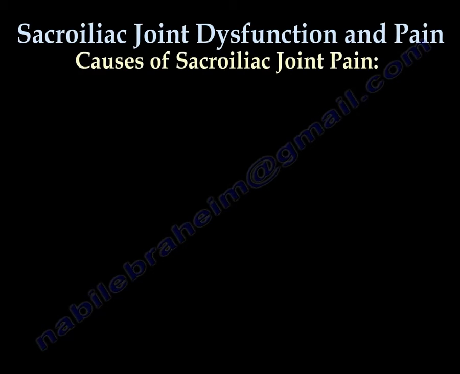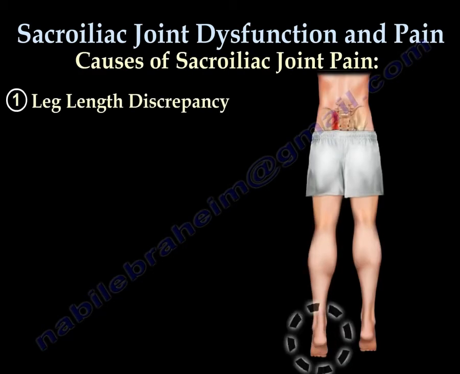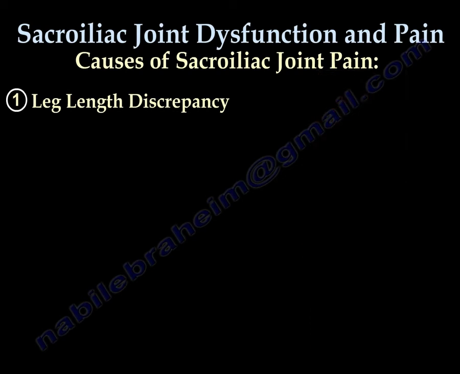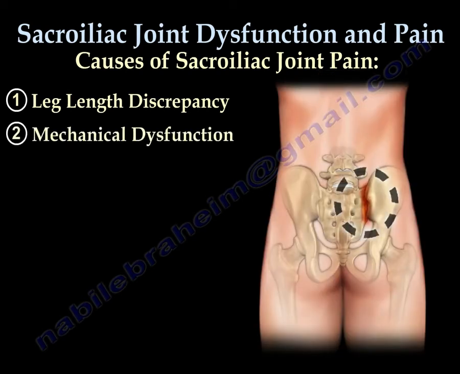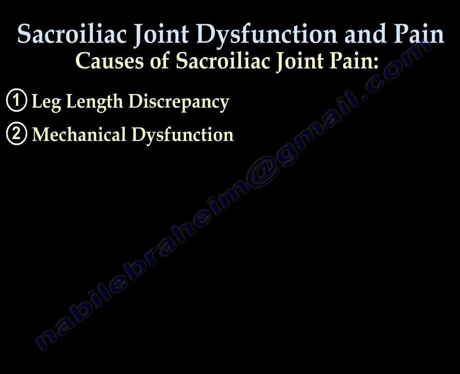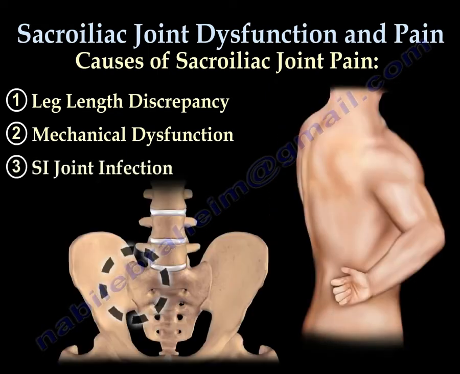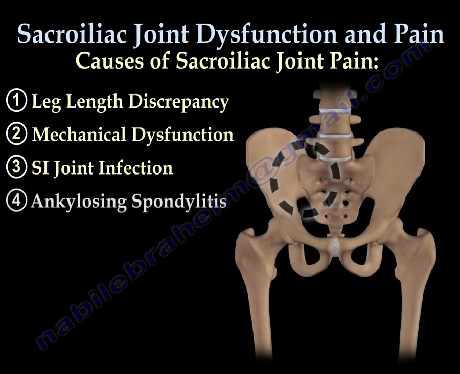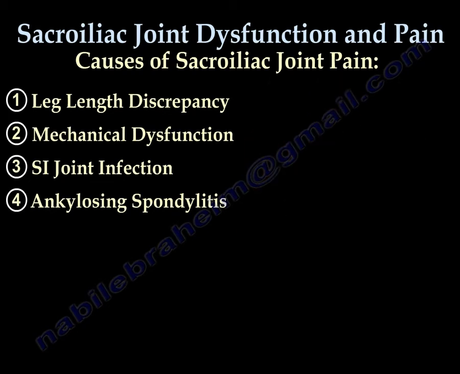Causes of SI joint pain include leg length discrepancy, mechanical dysfunction. Usually the SI joint allows for minimal movement. Excessive or abnormal movement causes dysfunction of the joint, instability, and pain. Infection. Infection can sometimes be occult or hard to diagnose. Ankylosing spondylitis. A blood test is needed to identify the presence of the HLA-B27 protein.